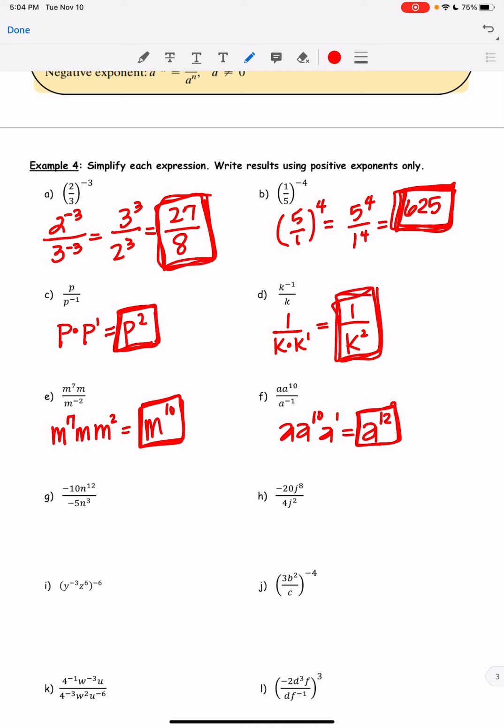Okay, G and H actually have nothing to do with negative exponents. Here, deal with your coefficients the way we always do. So negative 10 divided by negative 5 gives me a positive 2. And then here we have the same base. So when you have the same base, use your quotient rule and subtract your exponents. So n to the 12th over n cubed becomes n to the 9th. 12 minus 3.